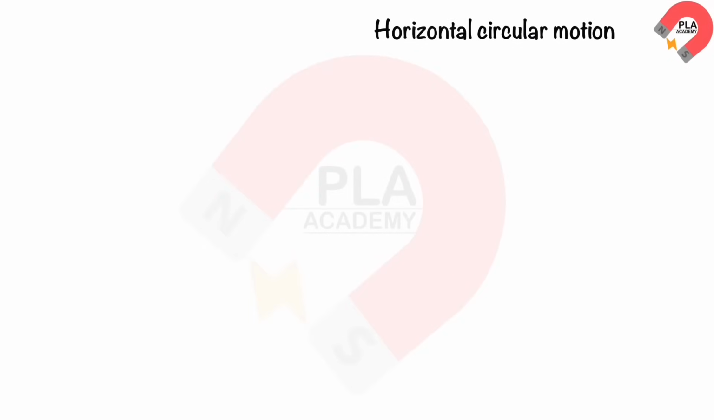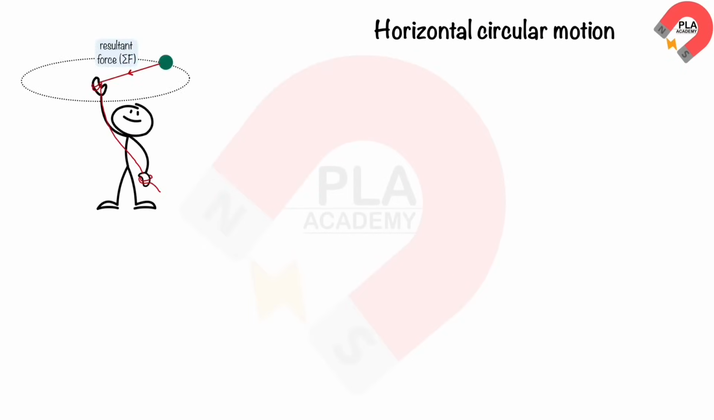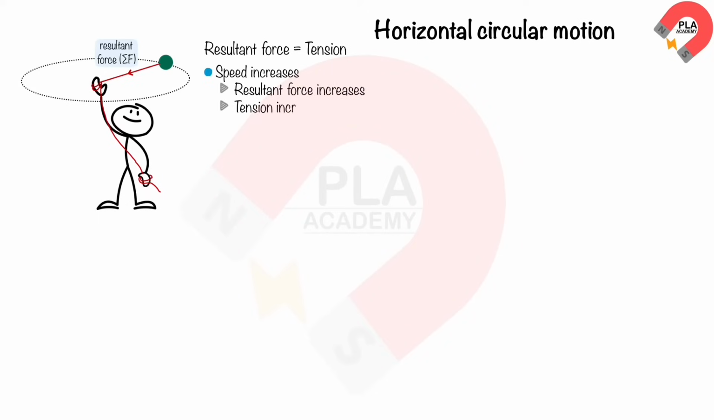Horizontal circular motion of a ball that is attached to a string. The resultant force, or centripetal force, is provided by the tension in the string. If the speed increases, the resultant force and tension increase, with mass and radius remaining constant.